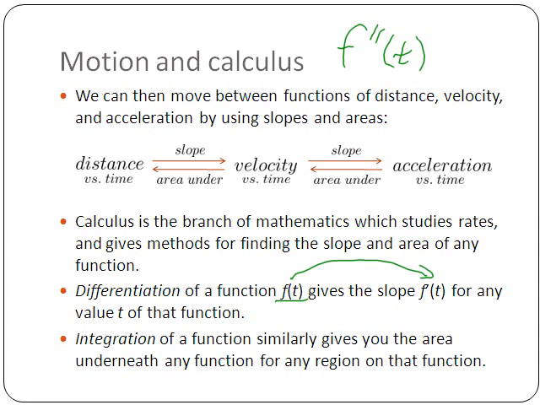Now if we want to go the other way, that we want to go from a graph to find the area underneath it, remember that we talked about that being sort of undoing the slope. So if we found a velocity, we use the slope to find acceleration. Now we're going to use the area under to find back to the velocity, sort of what is sometimes called anti-differentiation. We're doing differentiation backwards. The term we'll use here is integration. And so integration produces what's called an integral of a function. Similarly, it gives you the area underneath any function for any region of the function.